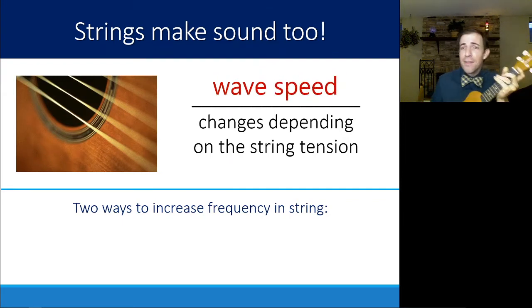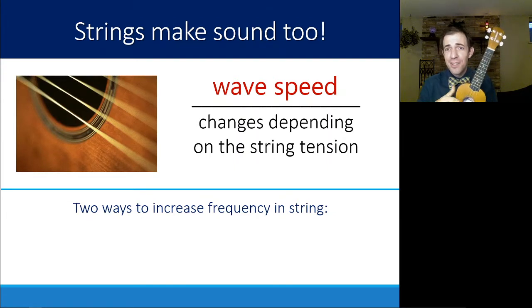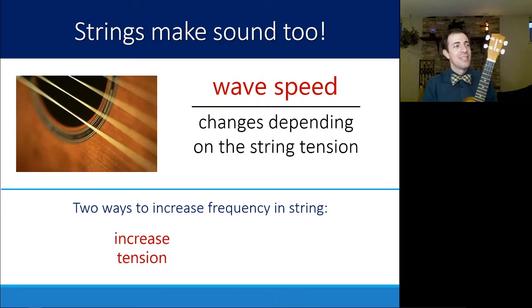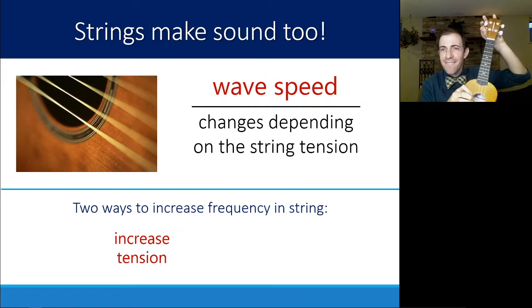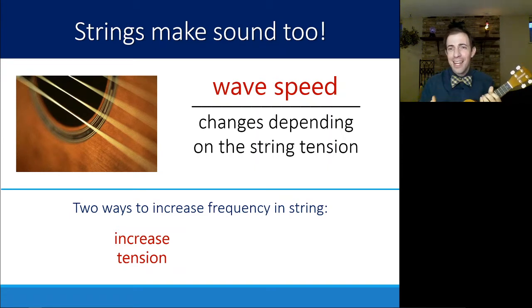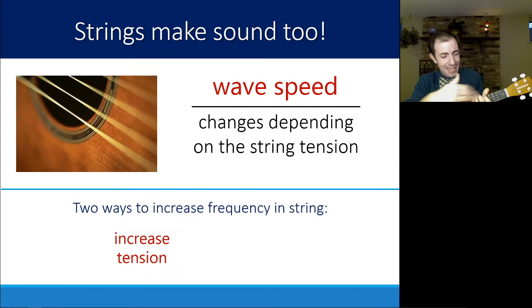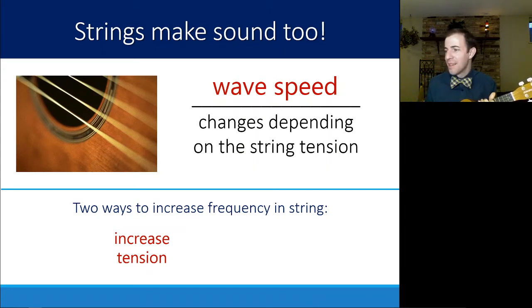So there are a couple different ways that I can change the note that's operating on a string instrument. The first way that I can do this is I can increase the tension. That's done with these tuning pegs here. So if I pluck that, I can increase the tension, which changes the frequency by changing the wave speed that's happening within that string.